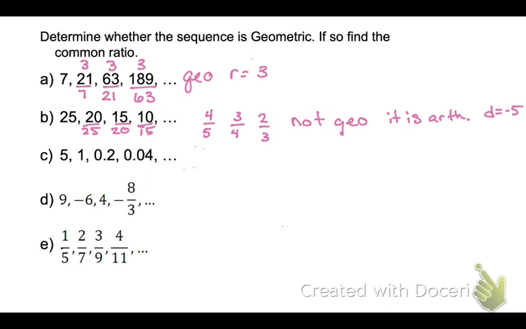Okay, so C, 1 divided by 5, 0.2 divided by 1, and 0.04 divided by 0.2. So we better get 1/5, yes? Isn't the decimal for 0.2 1/5? Okay. And then I'd move the decimal twice and move it twice. So 4 over 20 would be 1/5. So it's geometric, and r is 1/5.